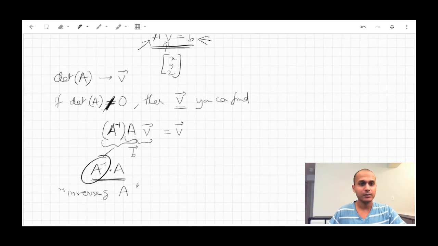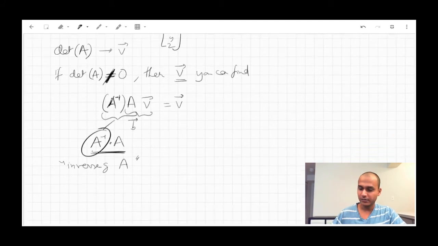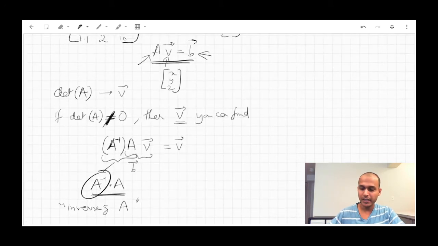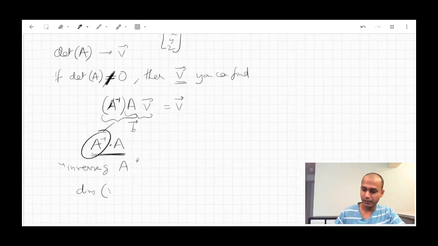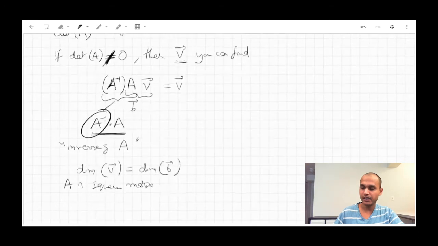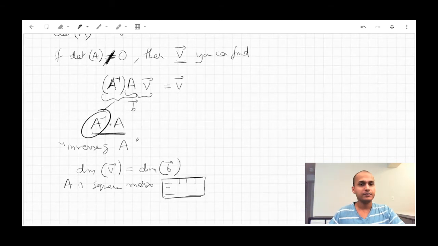Okay, so note that first of all, for us to go back from V to B and back from B to V, the dimensionality of the V vector should be the same as the dimensionality of the B vector, which means that A is a square matrix. And square matrix just means that the number of rows and the number of columns of a matrix are the same. Okay, so that's what the inverse is.